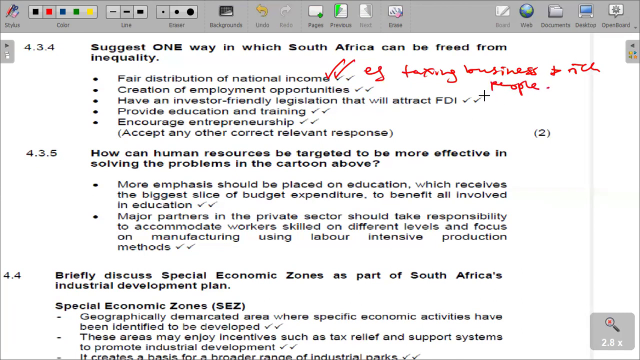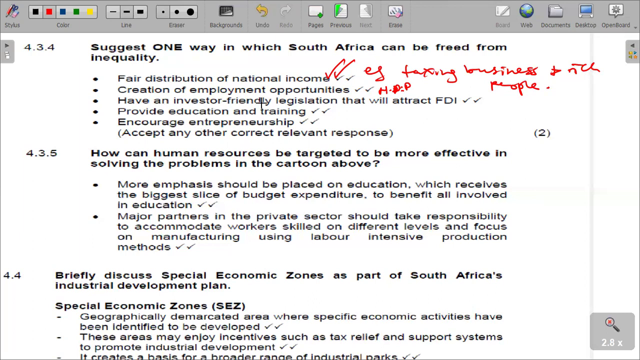They are a good example there. And then we talk about creation of employment opportunities. It also helps to reduce the inequality that we gave an example of, the national development plans that are there. The national development plans that I gave up there is another example, which creates employment, the RDP programs and stuff.